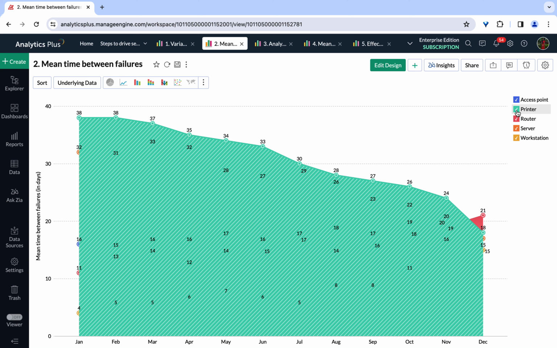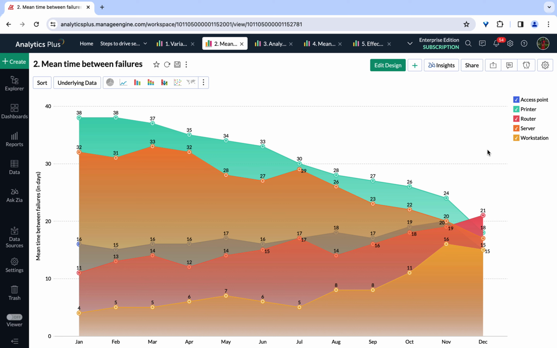which indicates an efficient maintenance schedule. In addition to helping IT teams streamline their maintenance cycles, this analysis proves handy in gauging the efficiency of asset maintenance.